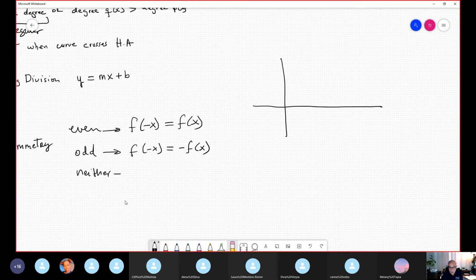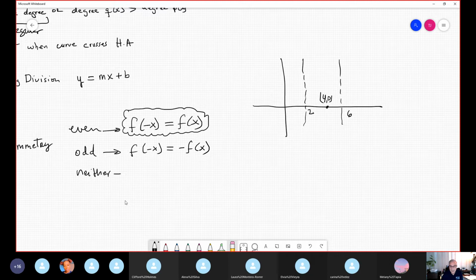I discover that we have here one horizontal asymptote, one vertical asymptote at 2, another vertical asymptote at 6, and one point here at (4,0). And I prove that the function is even. Well, then the negative part is exactly the same as this. So we have one vertical asymptote at -2 and another vertical asymptote at -6. And this point (4,0) is located at the point (-4,0).